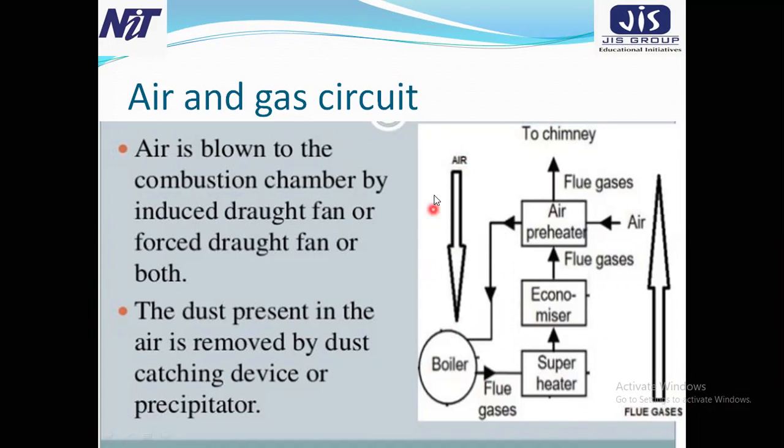Okay, air is coming to the boiler, then the flue gas is going to the superheater. From the superheater, it is going to the economizer, and from the economizer it is going to the air preheater. From the air preheater, it is again coming to the boiler. So in this way this path is circular, and finally from the air preheater, the flue gas is going to the chimney, and the gas is going to the environment. So this is the process of the air and gas circuit.